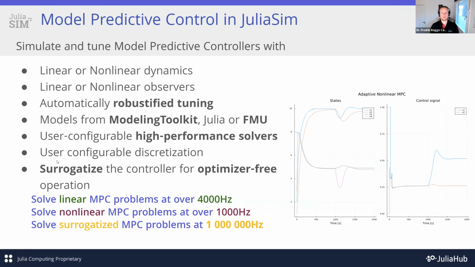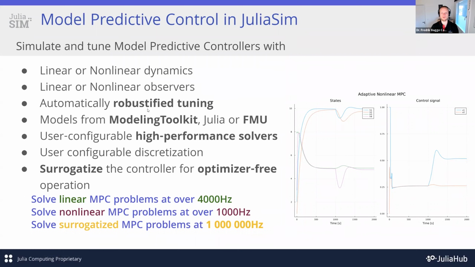All right, diving a bit deeper into the model predictive control functionality in JuliaSim. We allow you to build both linear and nonlinear model predictive controllers. In the previous webinar on MPC and JuliaSim, we showed how you can automatically robustify your tuning. So MPC is known to be somewhat hard to tune. It's very often similar to tuning an LQR controller, and it's perhaps not always super intuitive. So we provide automatic robustification strategies that are available for you to use.